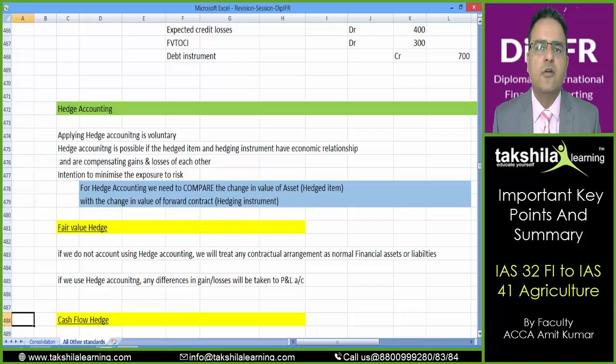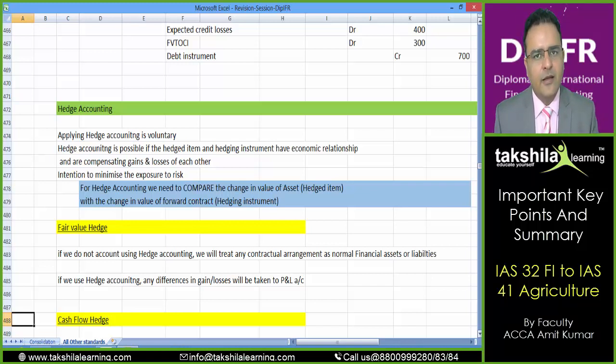Now the hedged item's value, if there is any change, the hedged item can be a currency, an item, a change in the fair value of an item, or a change in the cash flow related to that item. If there is any change in the value of the hedged asset, we compare it with the hedging instrument, the change in the value of the forward contract or future contract which we have taken as a hedging instrument to minimize the exposure of risk.